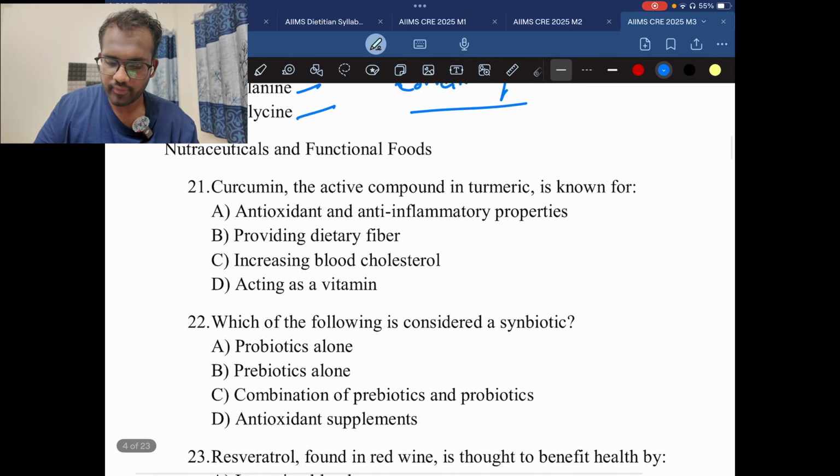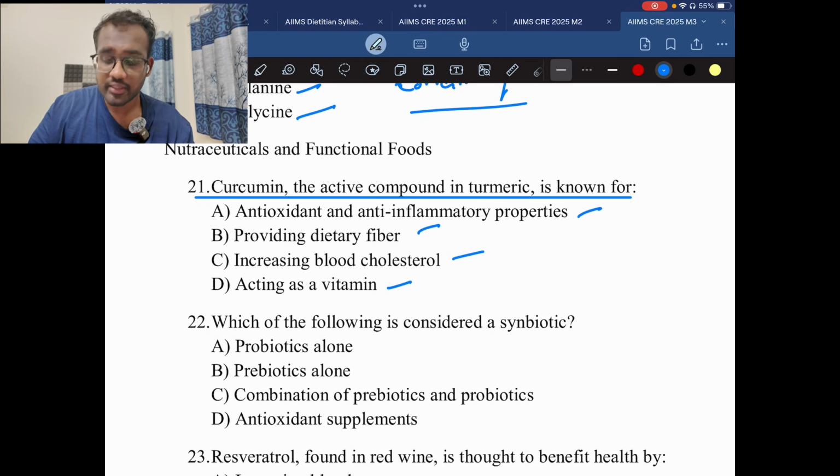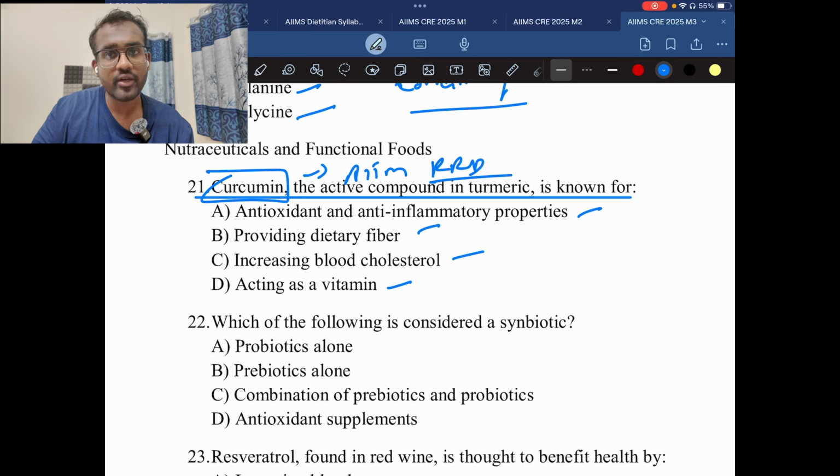Question number 21. Curcumin, the active compound in turmeric, is known for: antioxidant and anti-inflammatory properties, providing dietary fibers, increasing blood cholesterol, or acting as a vitamin? See, this question is very, very important. This question is repeated in both AIIMS and RRB. This type of question I have repeated in my videos also. So the question which is repeated a lot of times, always remember it has potential to occur in the exam.